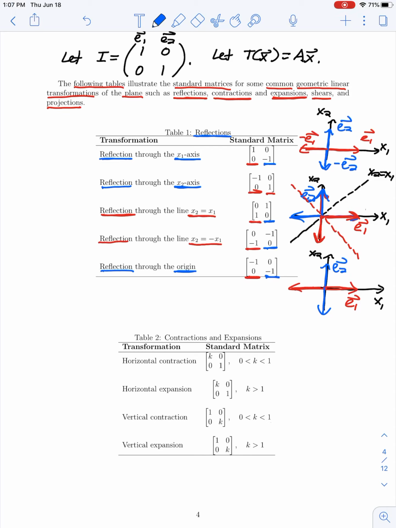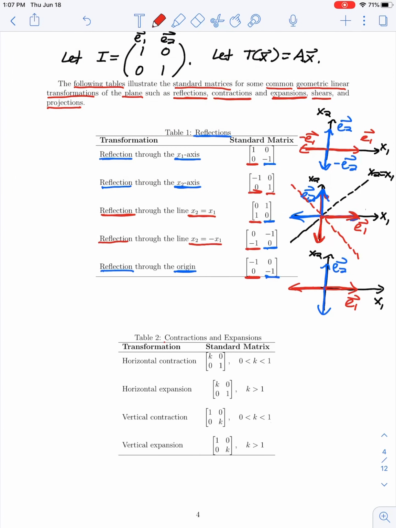So here we have these standard matrices for different sorts of reflections. I'll mention as we go through each of these tables, I'm illustrating a little bit geometrically with a rough sketch, but in your textbook, if you look at these tables given in the text, they have very high quality figures illustrating what these different reflections and transformations look like.